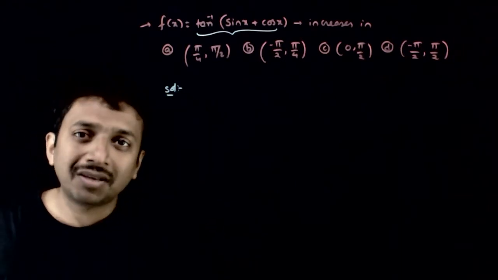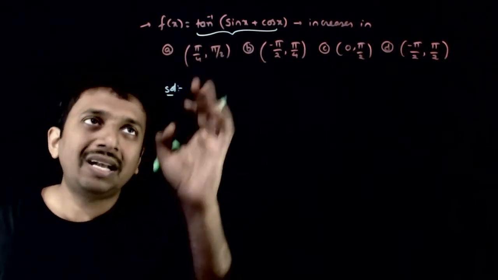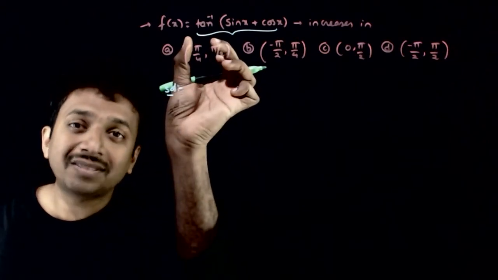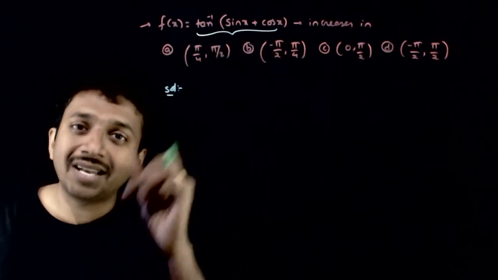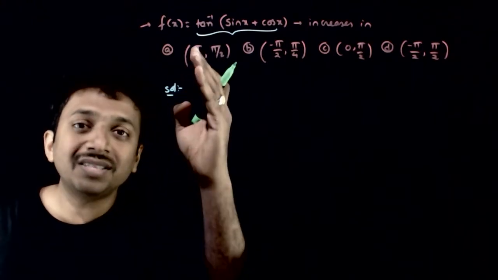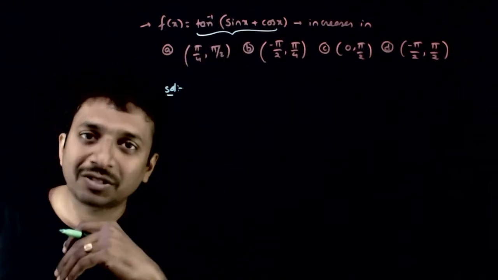So now the logic is, this function is a composite function, right? Tan inverse of something. If you take f of x as tan inverse x and g of x as sin x plus cos x, it is nothing but f of g of x. So this is a composite function of two functions, tan inverse x and sin x plus cos x.